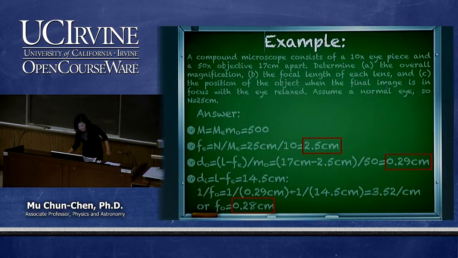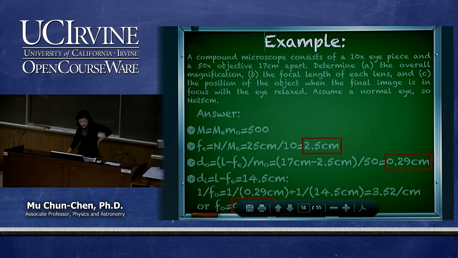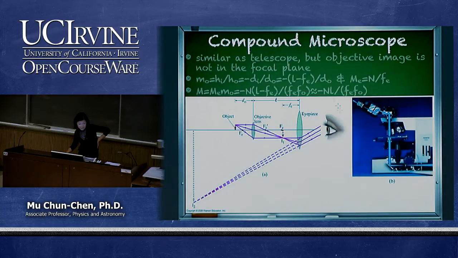So once I know that, I can then go ahead and calculate the distance of the object, d sub zero, making use of this equation. So once again, where does this equation come from? They come from this equation, which tells me m0, little m0, which is the magnification due to the objective lens. It is given by minus L, which is the distance between the two lenses, minus the focal length of the eyepiece, divided by the object distance, d0.